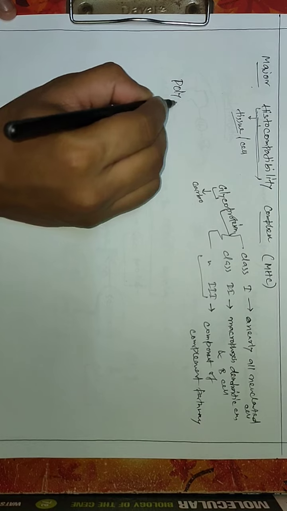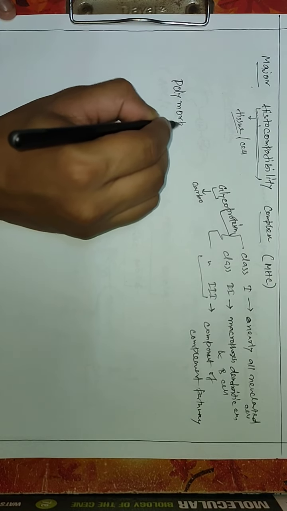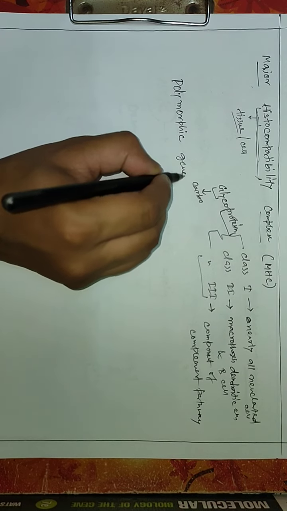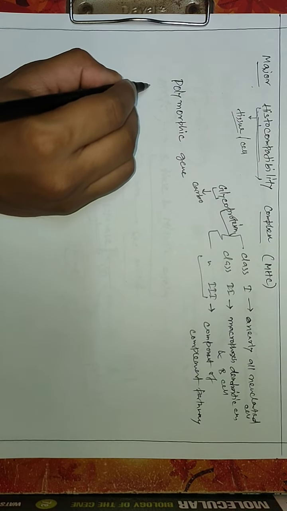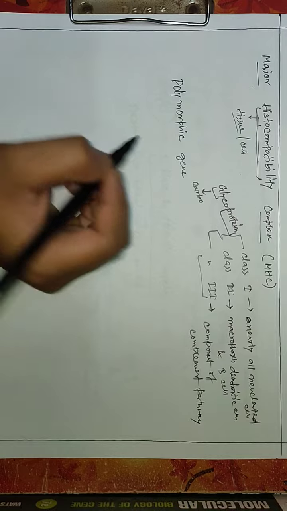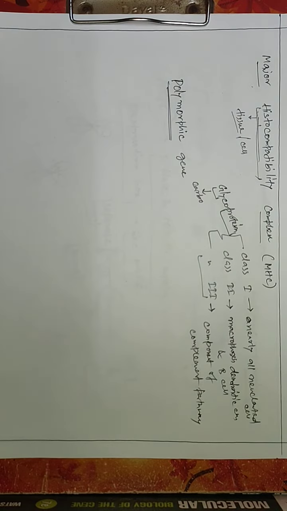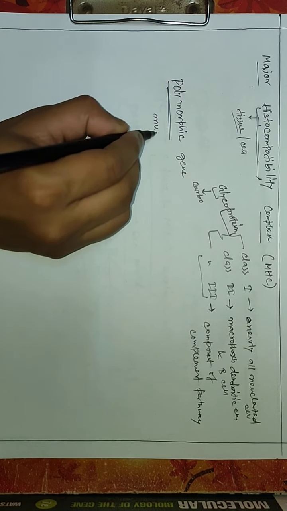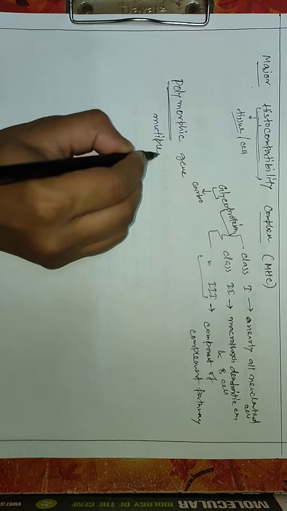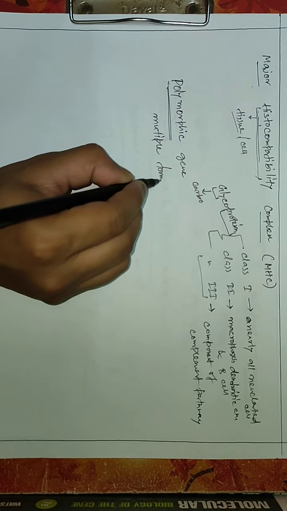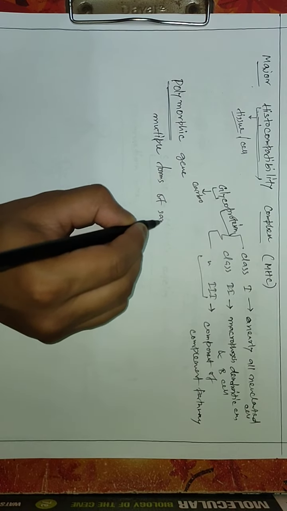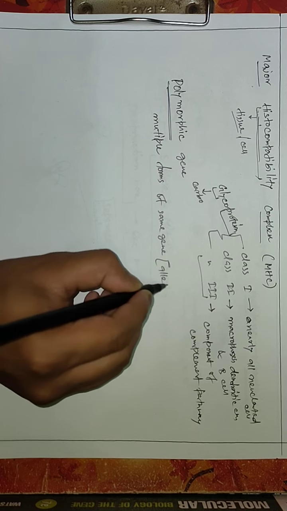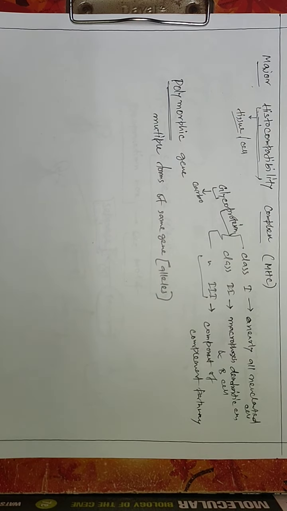Now there are some terms which are related to the major histocompatibility complex. These are polymorphic genes, and they are polygenic also. At first let's discuss polymorphic. This is an easy term: there are multiple forms of the same gene, which are called alleles. That means multiple alleles are present.